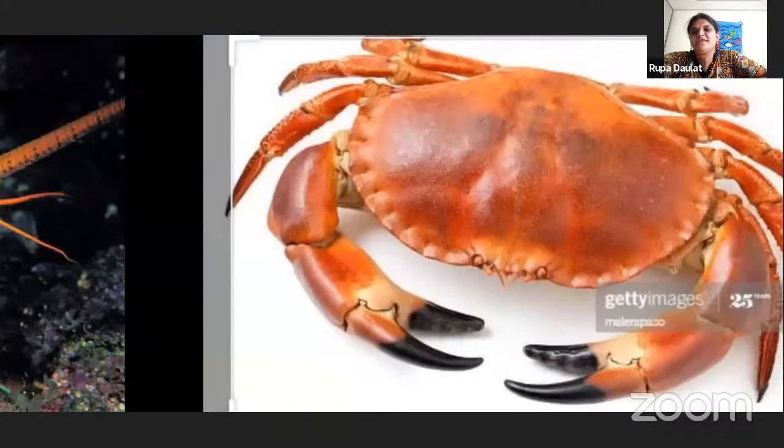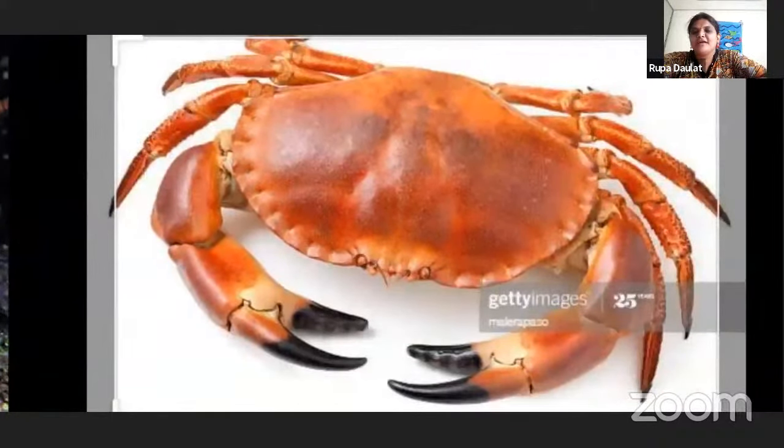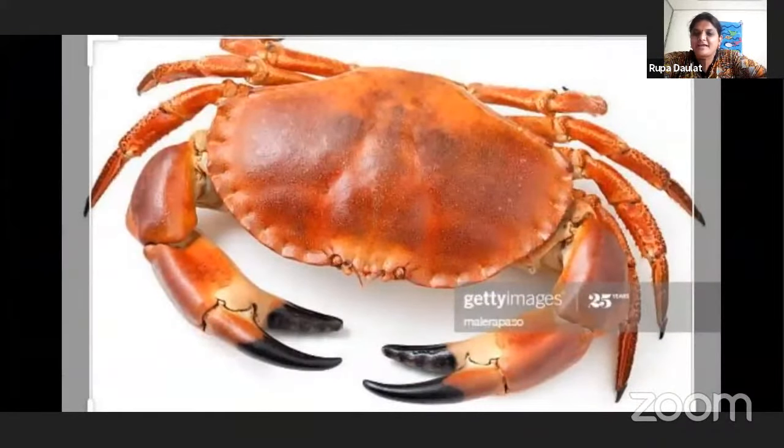Crab. Okay, which animal is this? Crab. Very good. See orange color and red. See their hand. Orange. Red. So, water animal and aquatic animal is the picture of crab. Okay. Now, see the next picture.